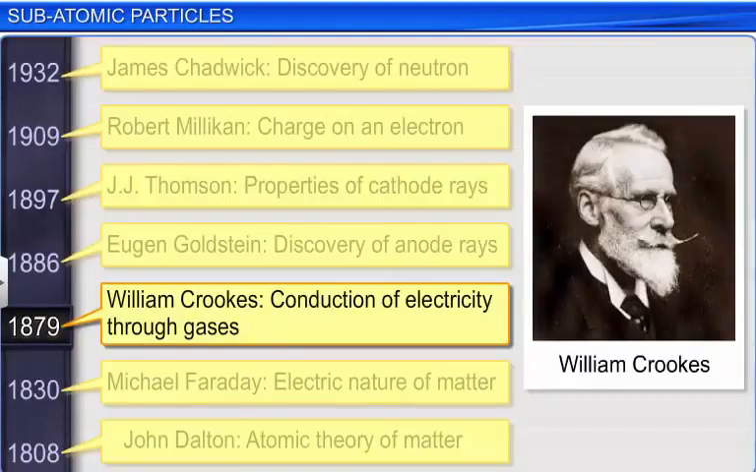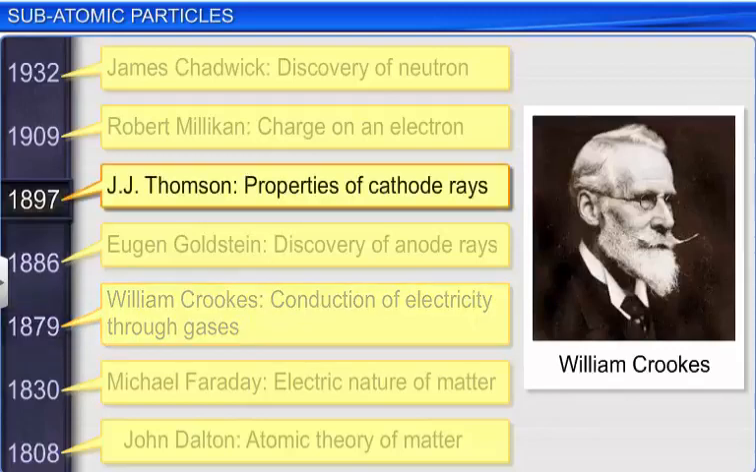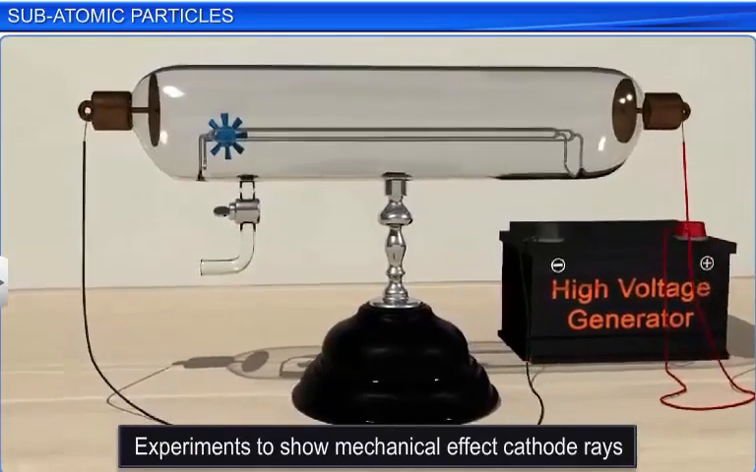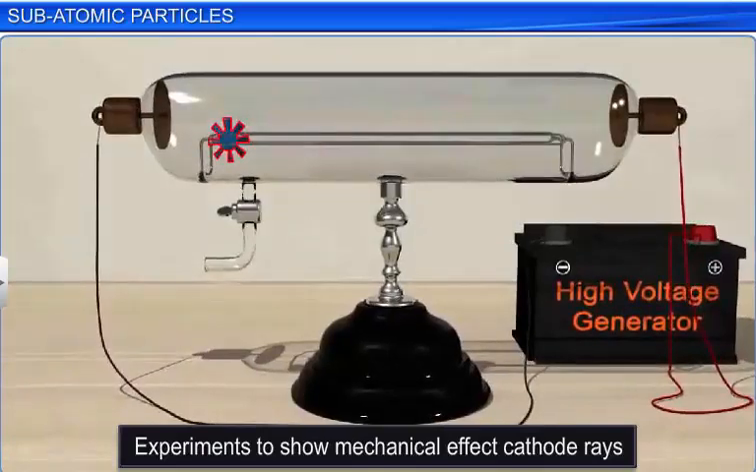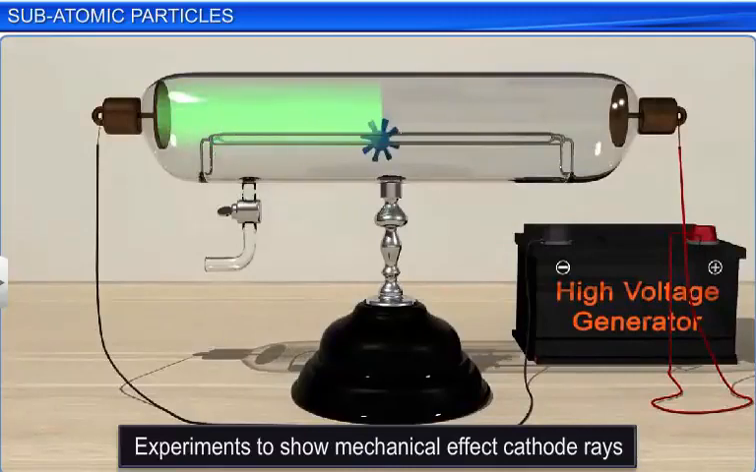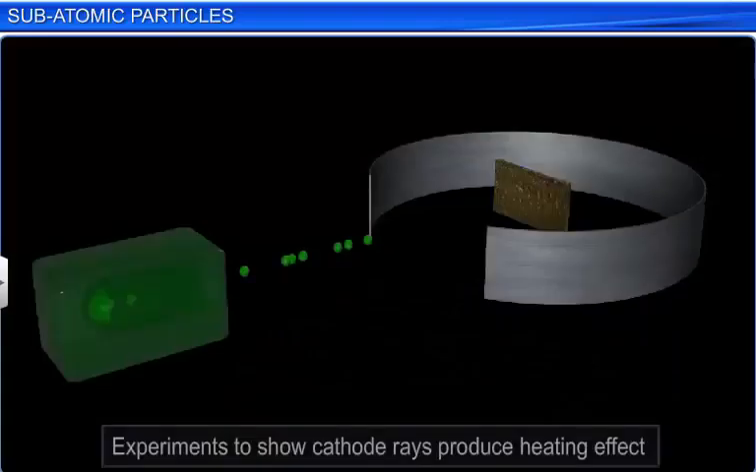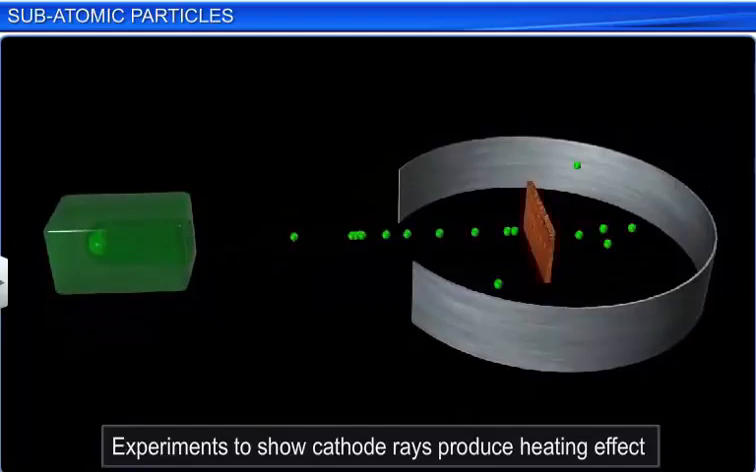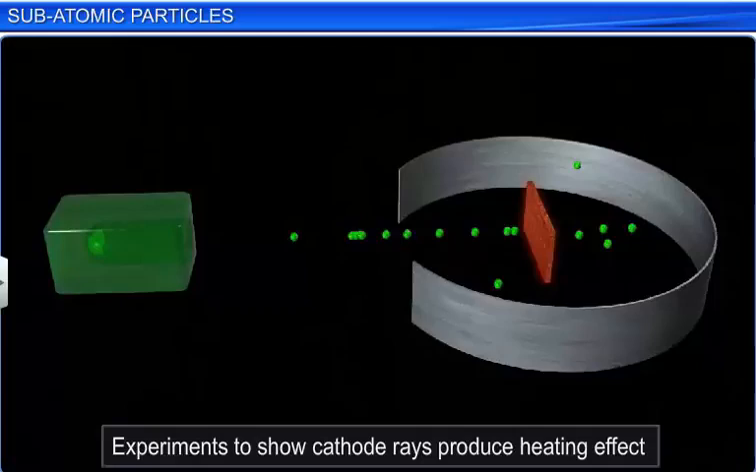Some other facts about the cathode rays were discovered in 1897 by J.J. Thomson and other scientists through a series of experiments. In one of his experiments, Thomson observed that if a pinwheel is placed in the path of the cathode rays, the rays caused the pinwheel to rotate. This implied that cathode rays are made of material particles that produced a mechanical effect. He then observed that if a metal foil is placed in the path of cathode rays, it becomes hot. This implied that cathode rays produced a heating effect.